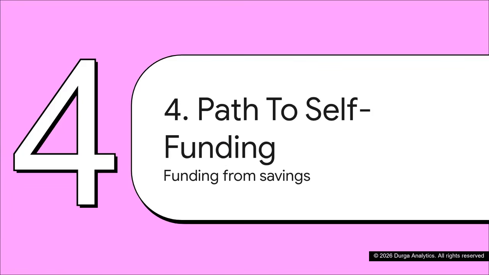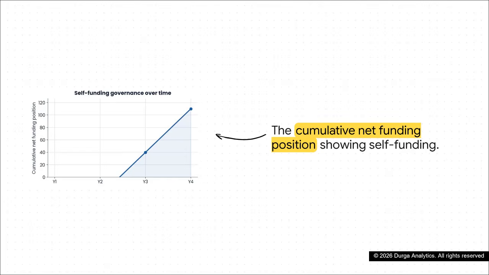Let's transition to Section 4, the path to self-funding. We want to stop looking at governance as just a cost center, right? Look closely at this payback curve. In years 1 and 2, yeah, you need investment. But as you hit year 3 and year 4, the cumulative net funding position shifts completely. The value your program delivers, things like avoided rework, way faster reporting, and completely averted regulatory fines, eventually crosses and then exceeds the initial cost.